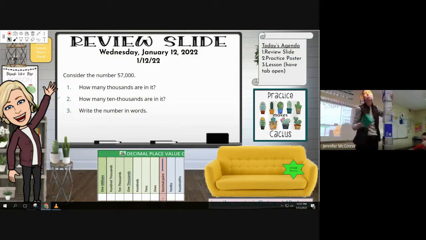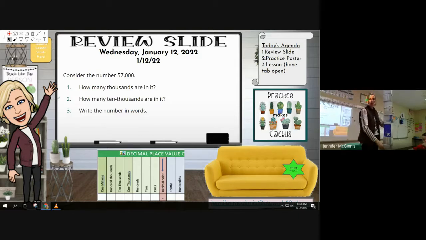The value of this cube is 1,000. How many thousands do I have here? 10. So that means this is called a 10,000, a big long. It's a tall. This is 10,000.